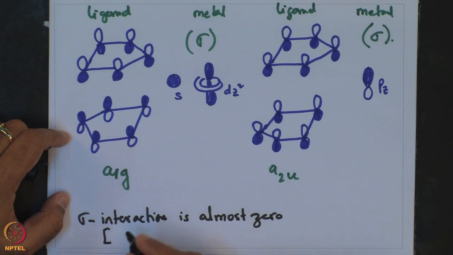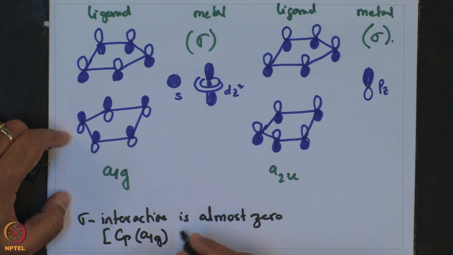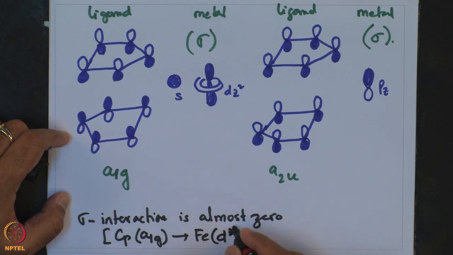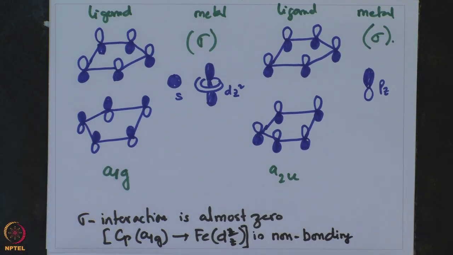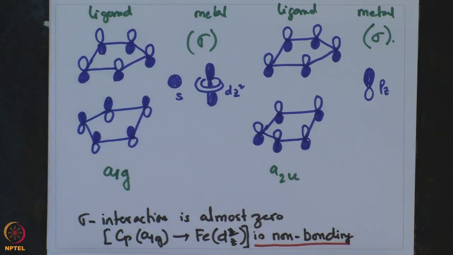So, Cp A1G with the Fe dz square is non-bonding. So, this is a very important take home message from this discussion, that usually sigma bonding interactions are always the strongest form of interaction, and beyond sigma then the pi interaction happens.